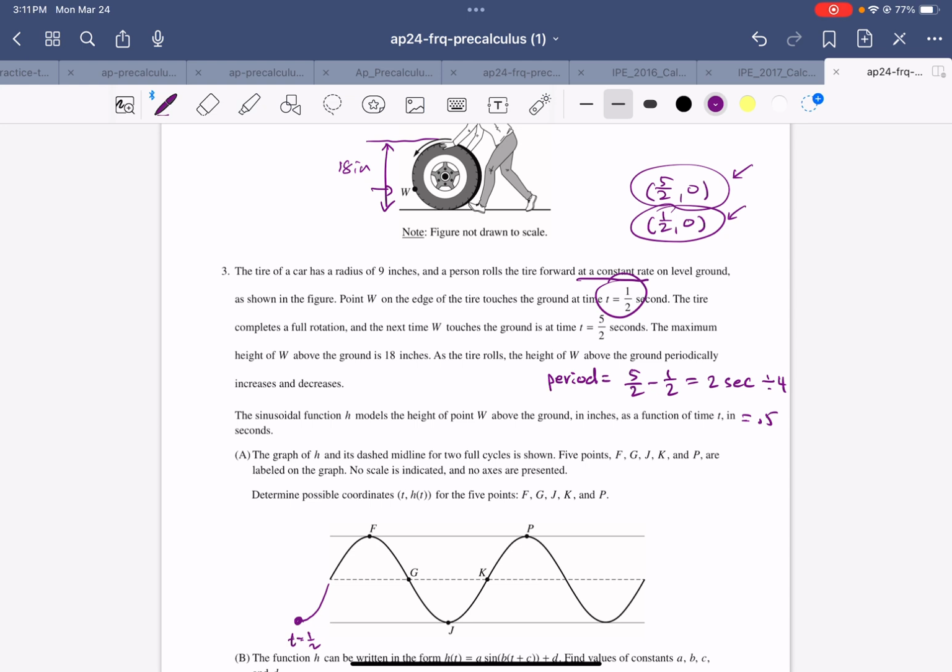So why do I divide by 4? If you think about it from here: 1, 2, 3, 4. So if you split 1 period into 4, it will be easier to label those points, right? Each one, remember, you add 0.5 or 1/2 second. So for this F coordinate, 1/2 plus 0.5 plus 0.5, which is just adding 1. So 1/2 plus 1 is 3/2.